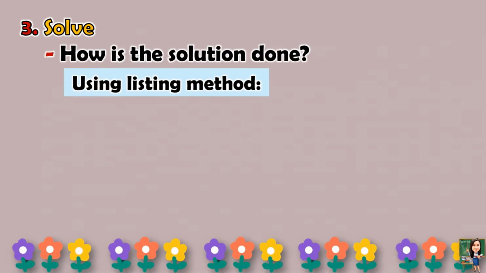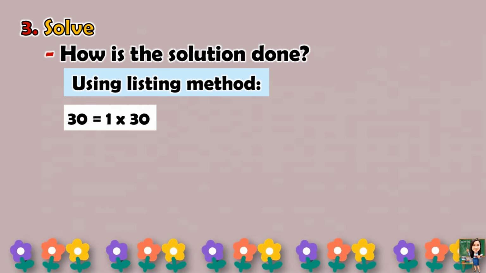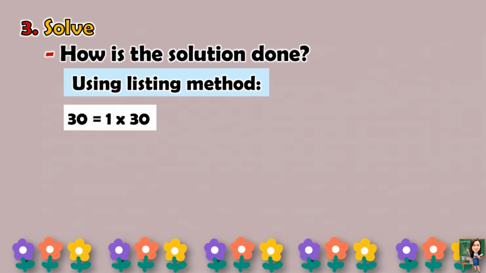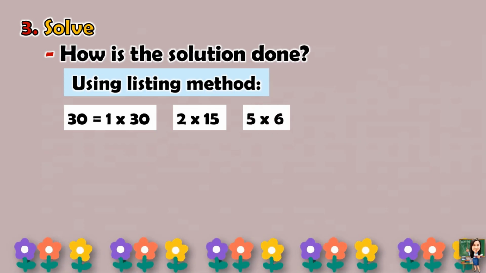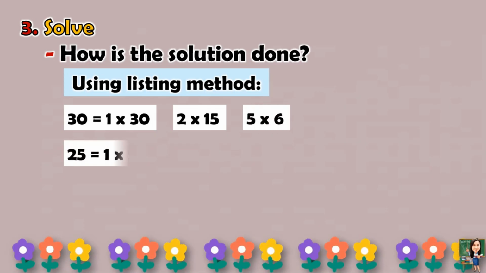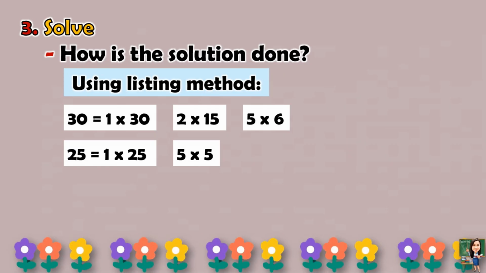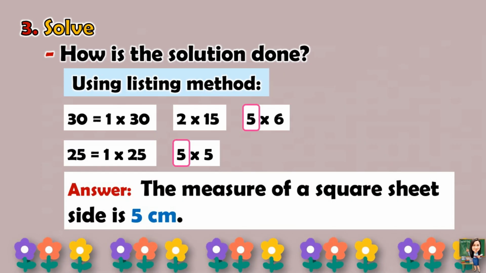Using the listing method. The factors of 30 are 1 times 30, 2 times 15, 5 times 6. The factors of 25 are 1 times 25, 5 times 5. The common factor of 30 and 25 is 5. So the answer is, the measure of a square sheet side is 5 cm.